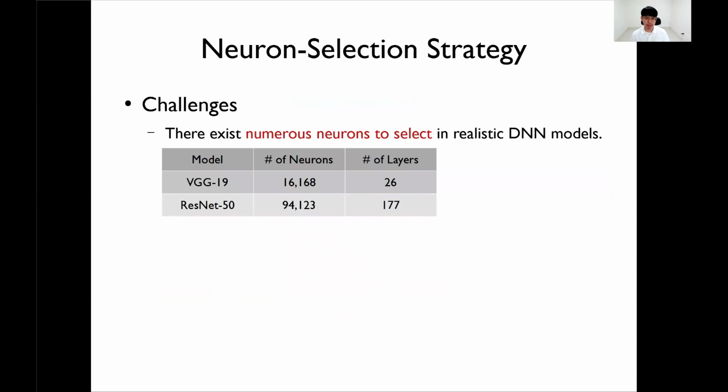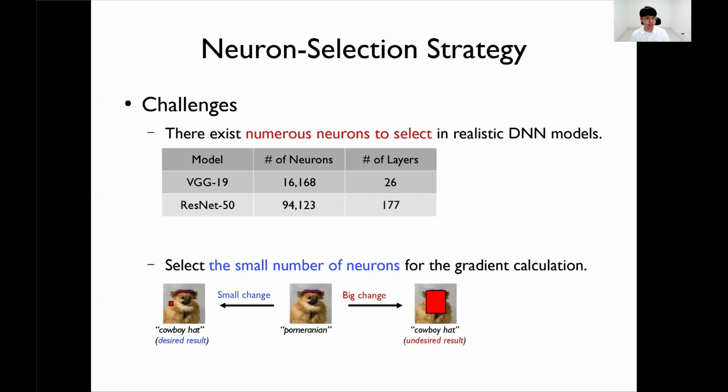However, when testing real-world DNN models, we must face the following key challenges. First, models like VGG19 and ResNet50 have so many candidate neurons that it is difficult to choose. For example, ResNet50 has about 94,000 neurons. And second, during DNN testing, we are not able to select a large number of neurons for the gradient calculations, as we should change the original image slightly, not much.